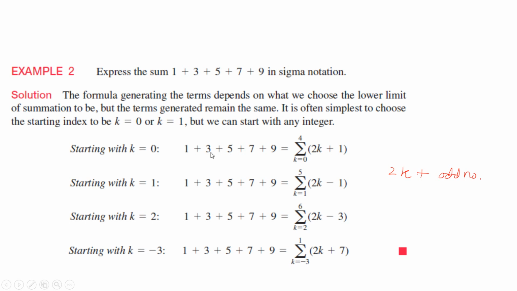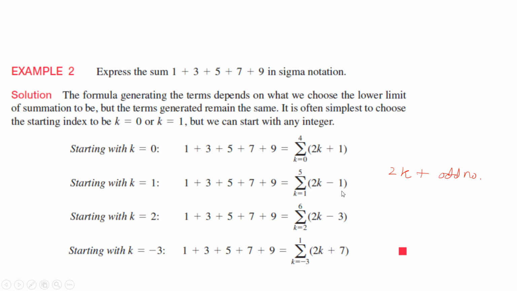Okay, so these are consecutive odd numbers, that is why it is possible for us to add 1. Now, if we start with k is equal to 1, as I told you that 2k is a must, then we will add an appropriate odd number to make it 1. So k is equal to 1, 2k is equal to 2. So what we need to add to make it 1, we'll have to add negative 1.